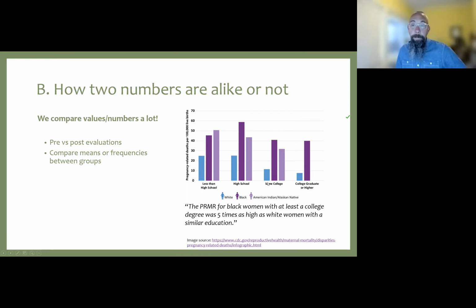So we can see visually that, remember what bar plots are telling us? They encode data through length. So we can see that the length of the bar is substantially longer for Black women as compared to white women in both the some college and college graduate or higher categories. All right, so comparing two numbers.